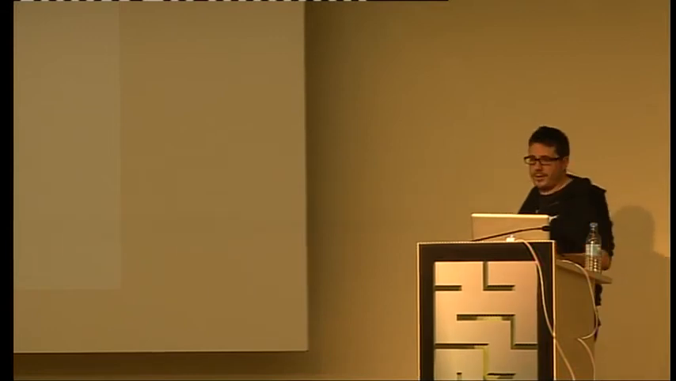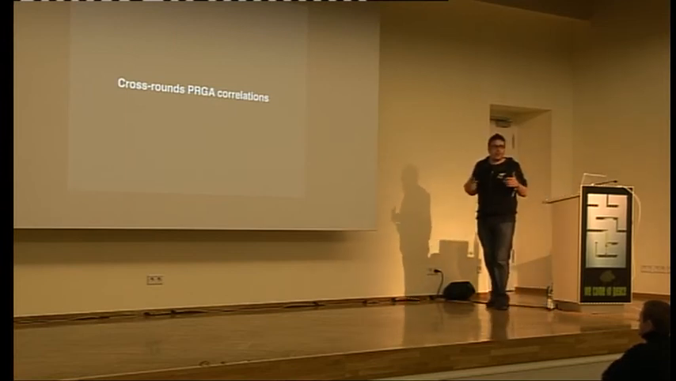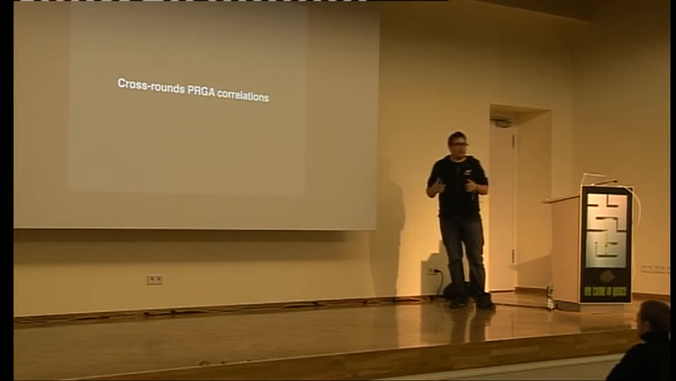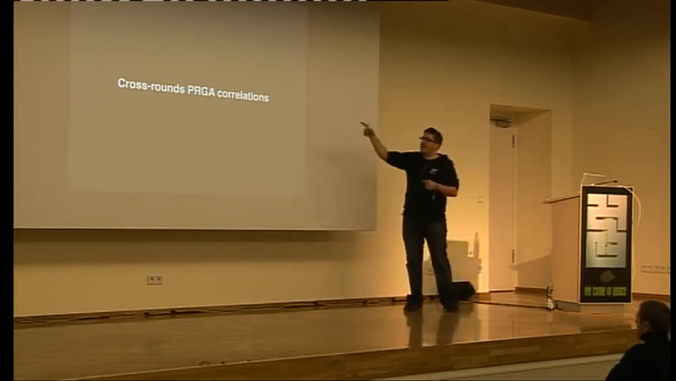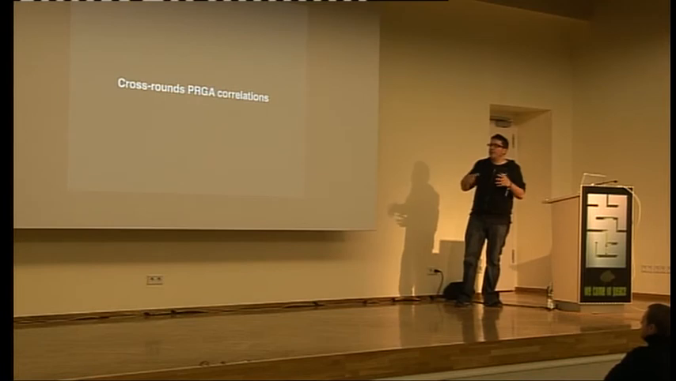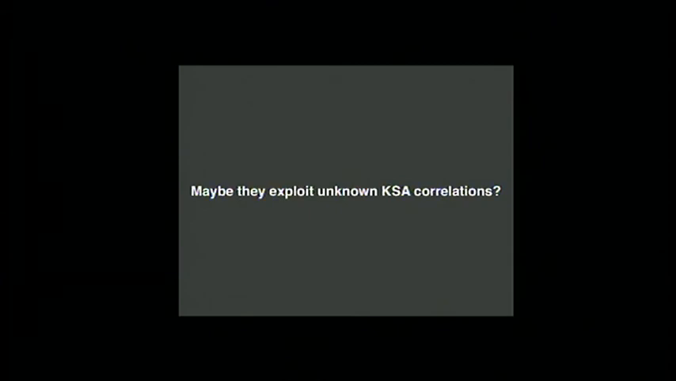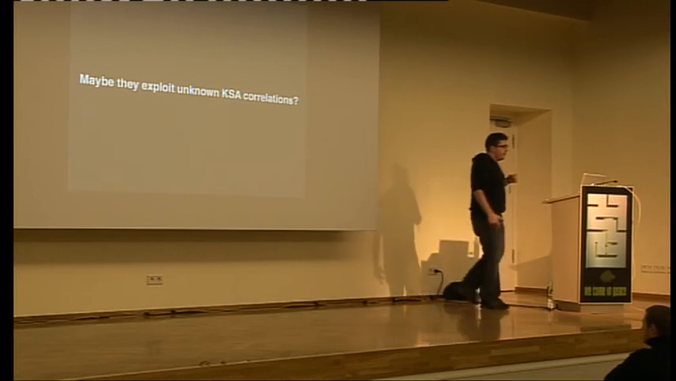So the question is, before that we did all the research on PRGA, we found a lot of biases, and then with this method we found new biases. So what's the problem? What was wrong before that? The main mistake is that before, we tried to find correlation inside a single round of the PRGA. With this technique, we can find cross-correlation between different rounds of the PRGA, and the new biases come from this. And maybe, I don't know, we are exploiting another unknown correlation on the key SA. So that's why we found these biases.